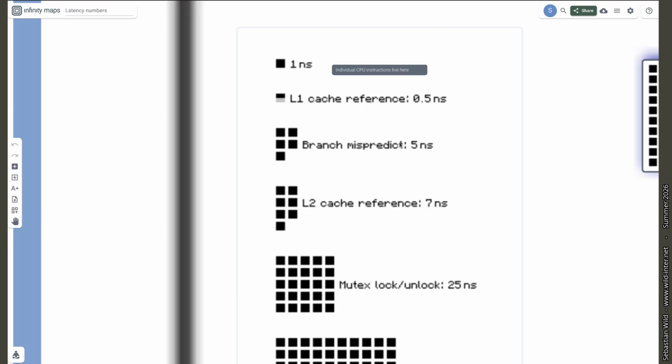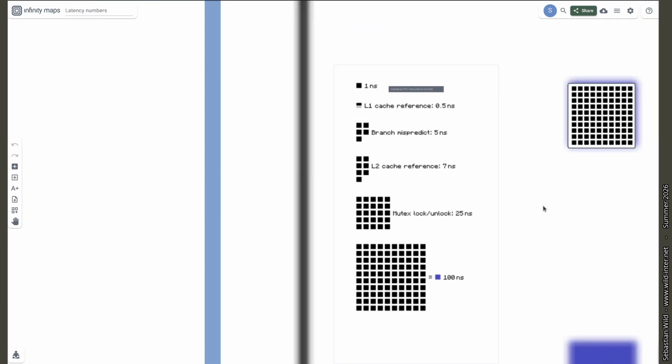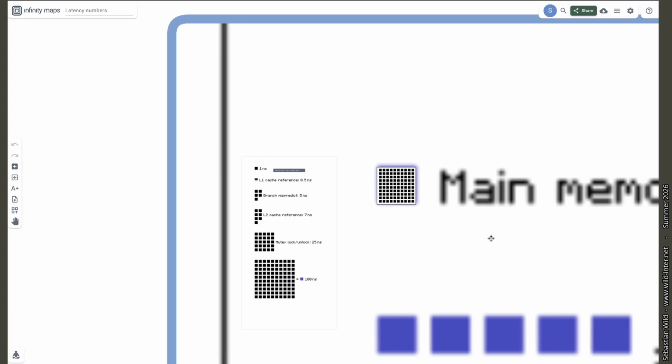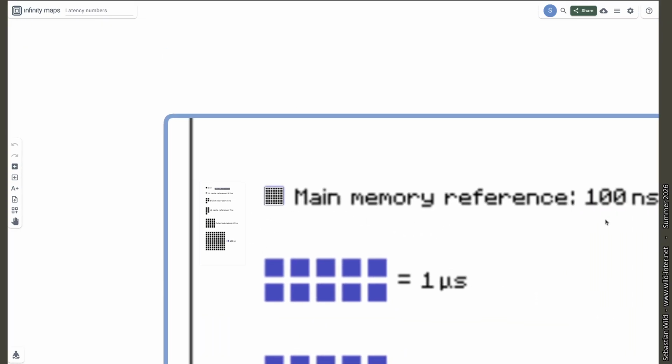nanosecond. Incredibly fast. If you cause a branch misprediction because a conditional branch wasn't possible to predict, then it already is a 10-fold slowdown. And if you need to go to the next level of cache, a similar slowdown. And if you use a lock, already a 50-fold slowdown. Now, 100 of these little black boxes is one of these blue things. And one of these is the cost of one main memory reference.